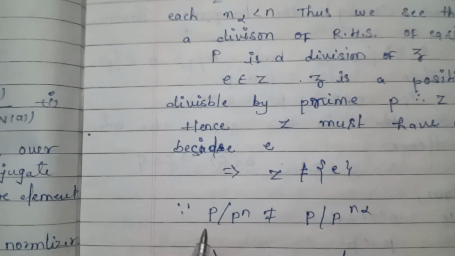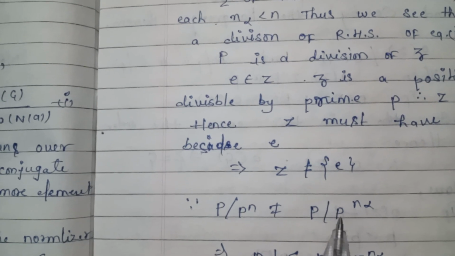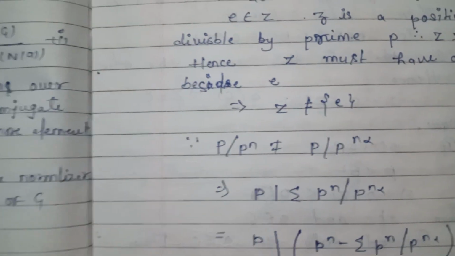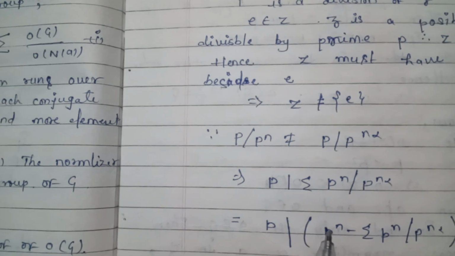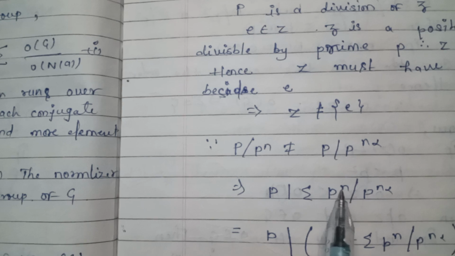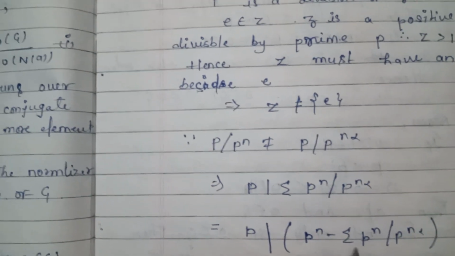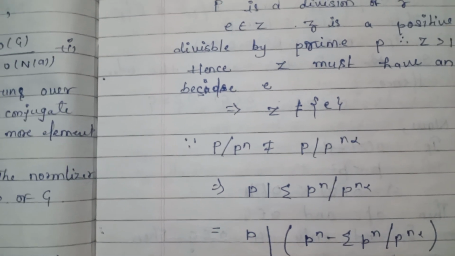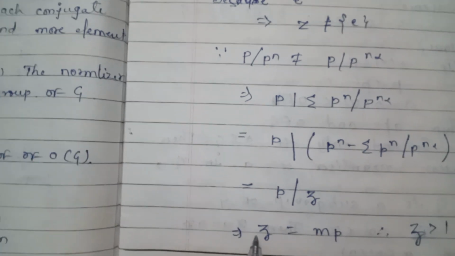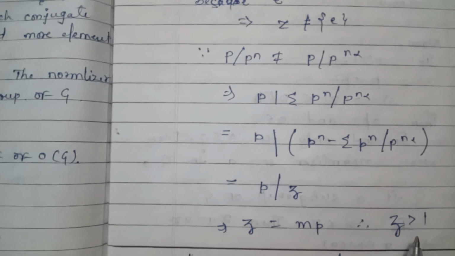Therefore p divides p to the power n, and p divides the summation of p to the power n upon p to the power n_alpha. So p divides p to the power n minus the summation of p to the power n upon p to the power n_alpha. So p divides z, and z equals mp, since z is greater than 1.